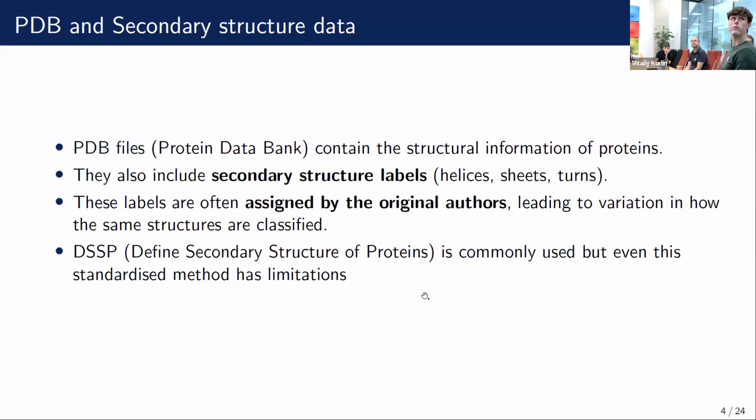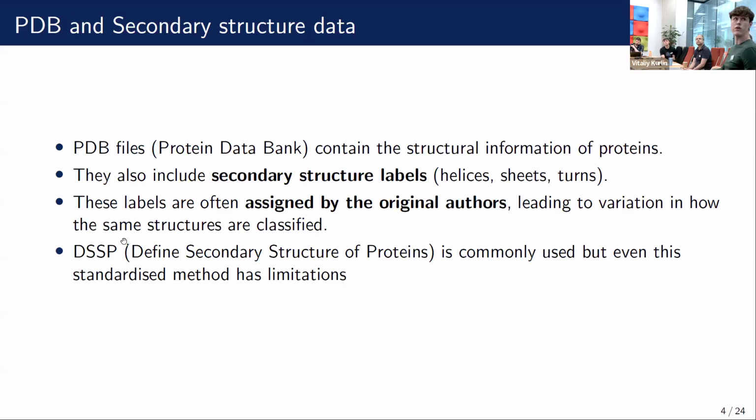So we get all of our data from the protein data bank, which contains the structural information of the proteins, which also includes the secondary structure labels. There is one label for each residue, which says helices, sheets, or turns. Turns are basically the absence of a proper structure. And these labels are assigned by the authors, leading to variation in the same structures and how they're classified, because they can basically do it however they want.